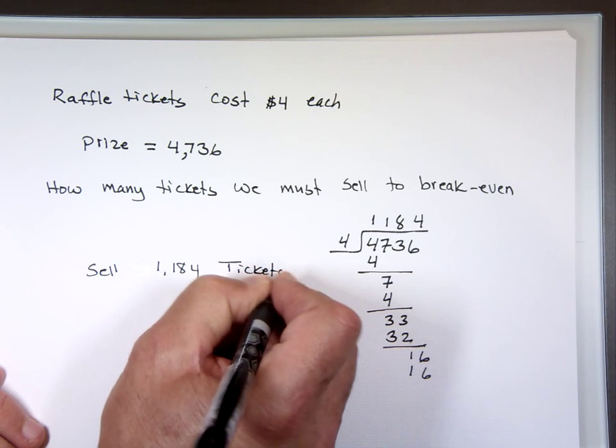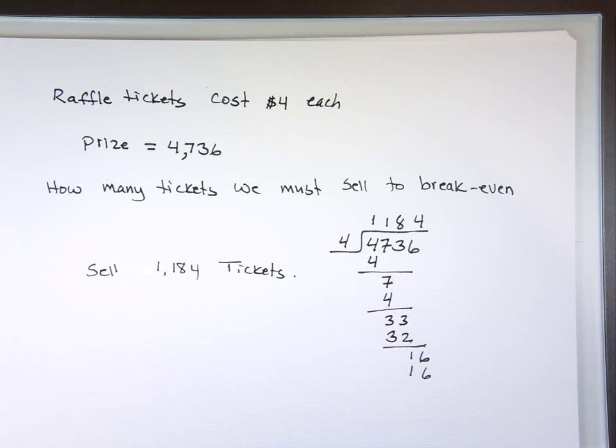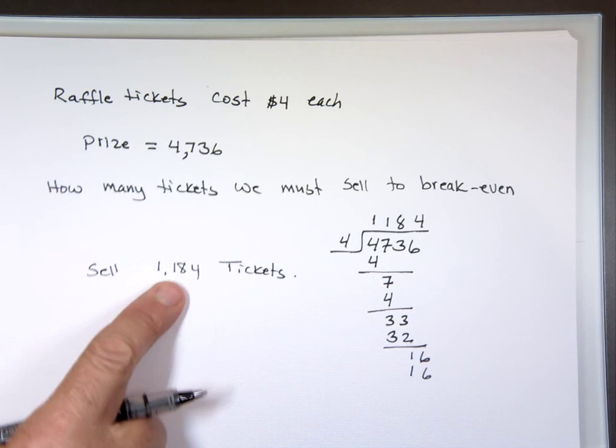That's to break even. So if we sell 1,000 tickets, we're losing money. If we sell 2,000 tickets, we're making money. Anything over that number is profit for us.